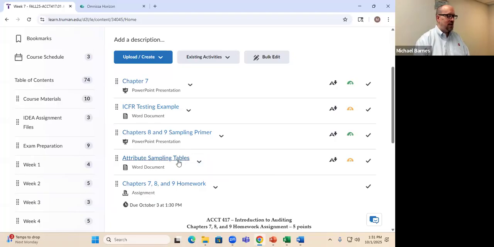It's also in the book if you need to access it that way too, but this should be sufficient for what we need.